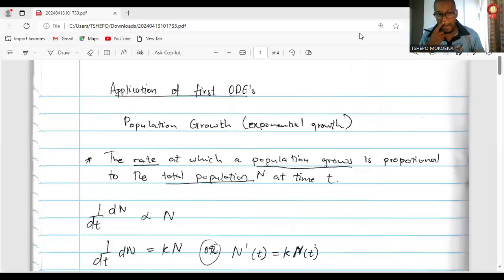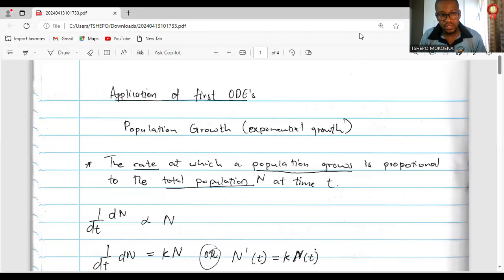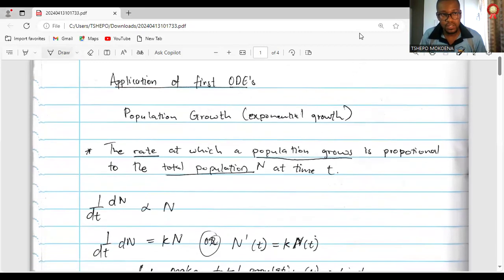Right, now let's have a look at the applications. Number 1, as we mentioned, we're going to start with population growth, which is also referred to as exponential growth. What is population growth? Population growth refers to a growing population over a period of time.